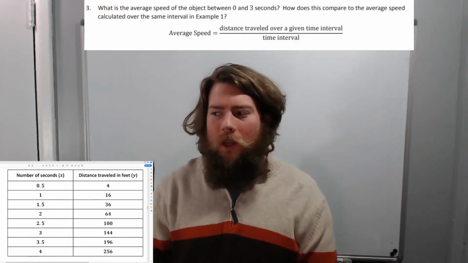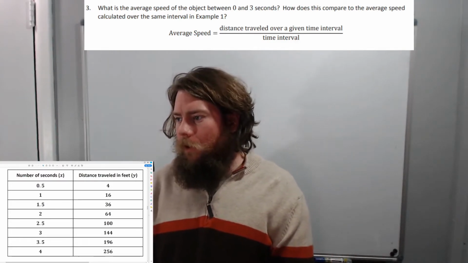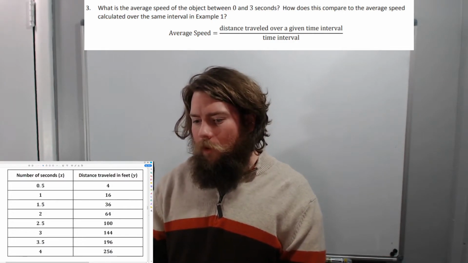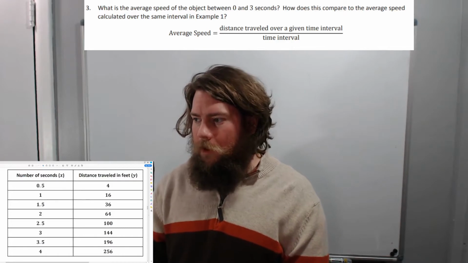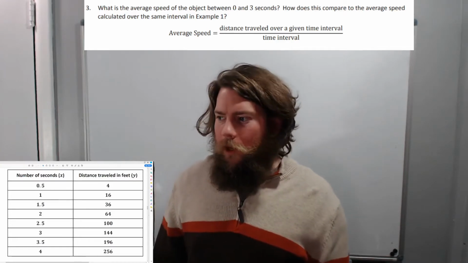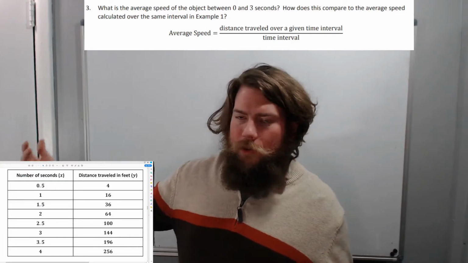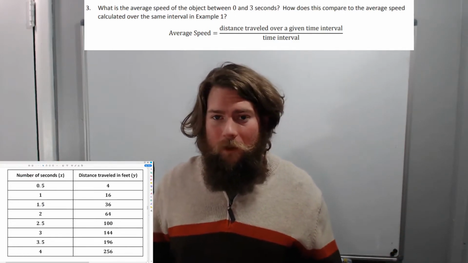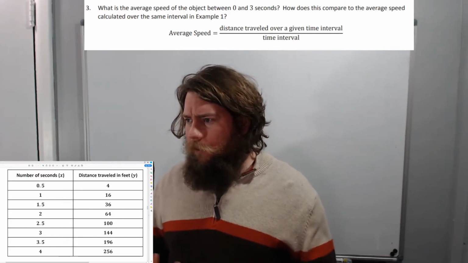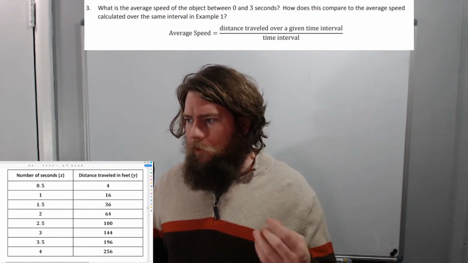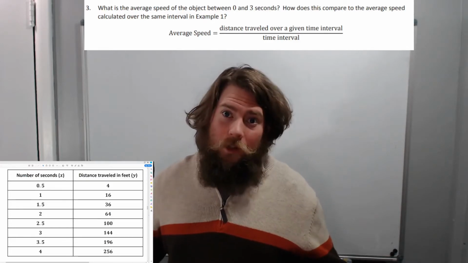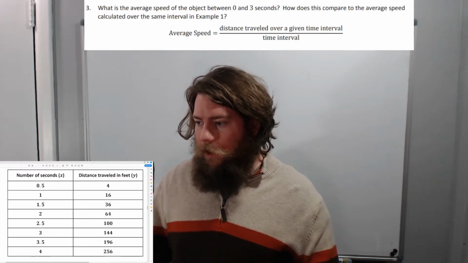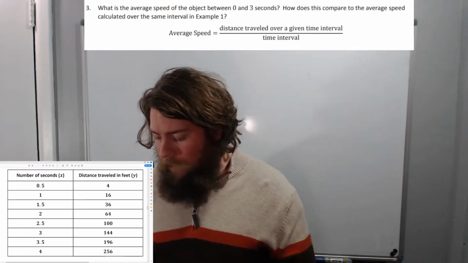All right, number 3 asks, what is the average speed of the object between 0 and 3 seconds? It gives you the formula for average speed, which we've done before. It's basically just the distance traveled over some time interval that they give you, divided by that time interval, whatever that time interval happens to be. For us, going from 0 to 3 seconds, that's 3 seconds, okay? And if we look at the data, after 3 seconds, it's gone 144 feet, okay?